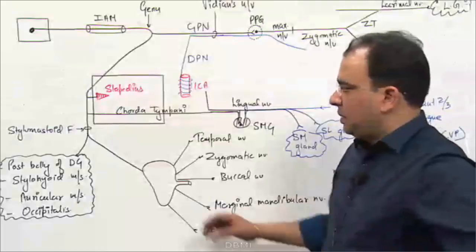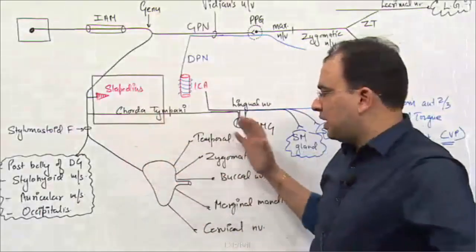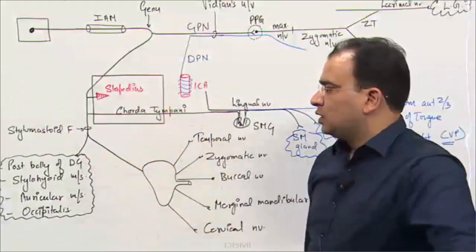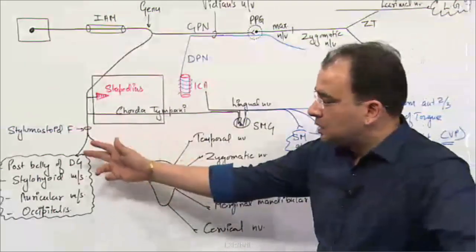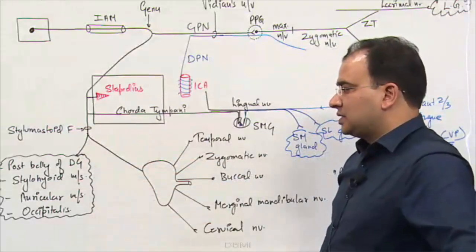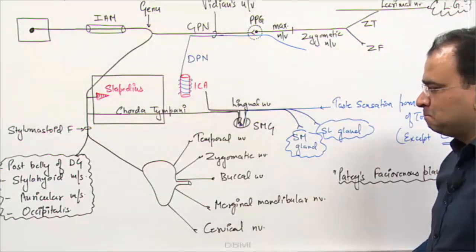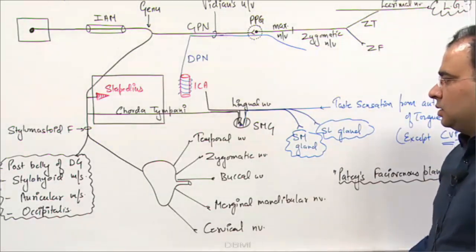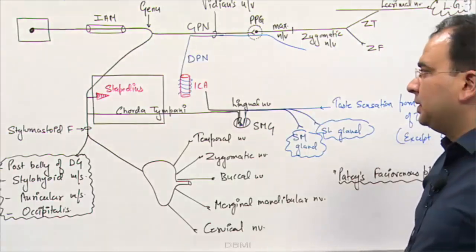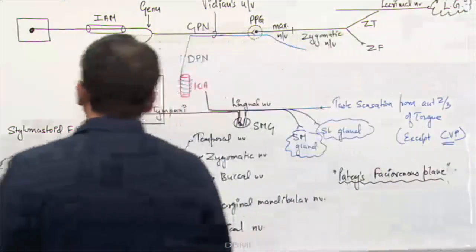So a main nerve trunk, it goes into the parotid gland, supply all these muscle, and this branch, also called as the posterior auricular branch, supply the posterior belly of digastric, stylohyoid, auricular muscle and occipitalis. So well, this is about the facial nerve, the important thing about facial nerve.